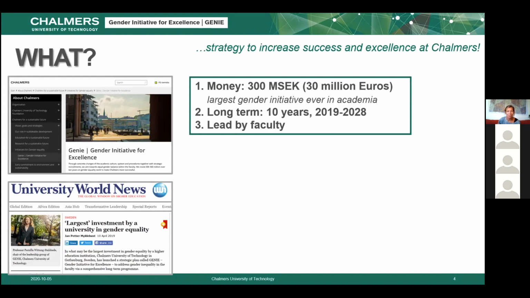So what is GENIE? It's, we say, a strategy to increase the success at Chalmers. We have quite a lot of money. As far as we know, it's the largest initiative in academia. We have 10 years, so this is our second year. And I got tossed into this project in January 2019. I was new at Chalmers.